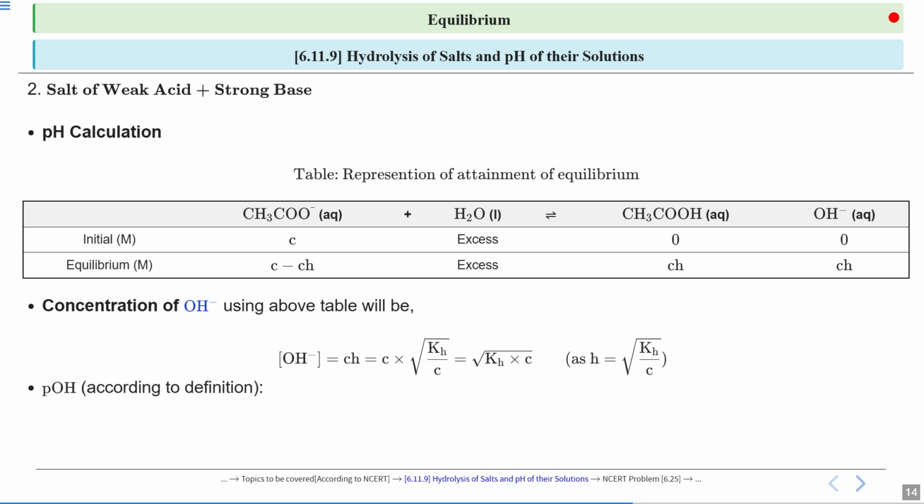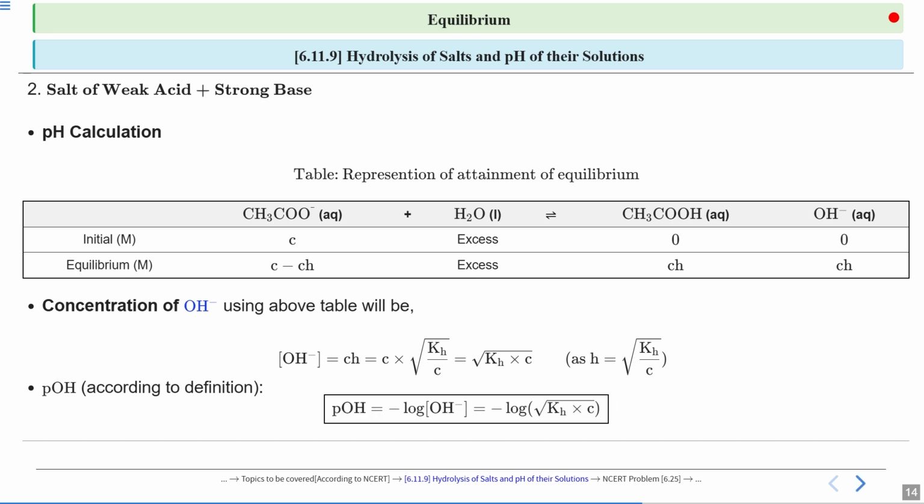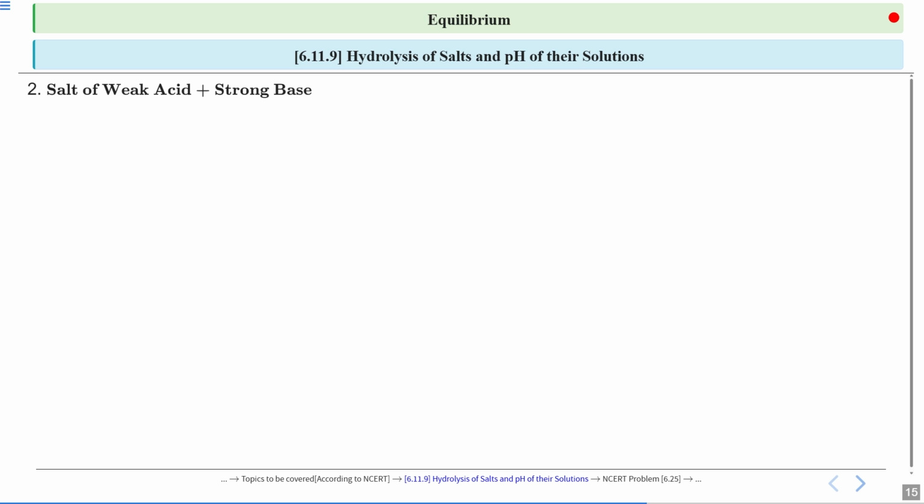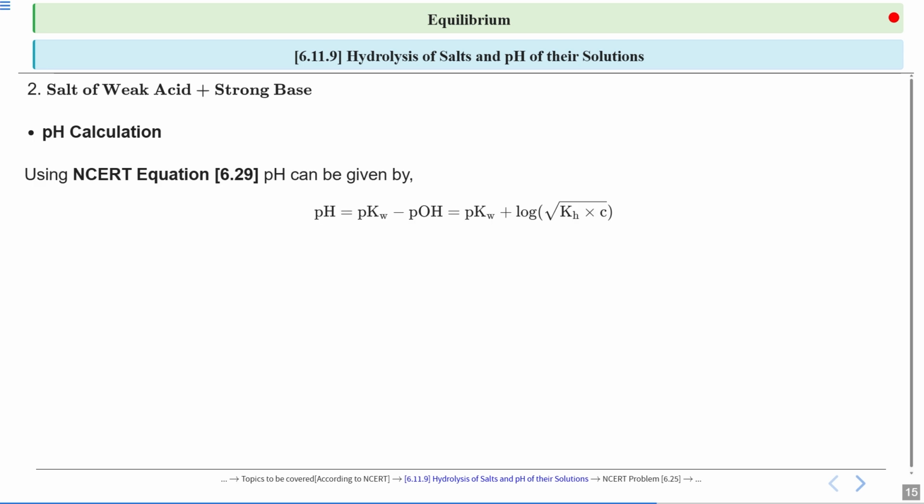Now, how will we define this pOH? That is nothing but the negative logarithm of the OH minus concentration. So negative logarithm of root under KH into C. So this is your pOH. But we are interested in the pH calculation. How will we do it? Yeah, it's very simple. We'll just continue with the previous equation. We know that for pH calculation, we already know the pOH.